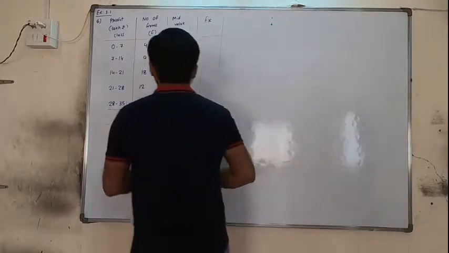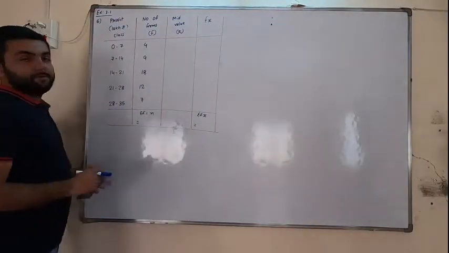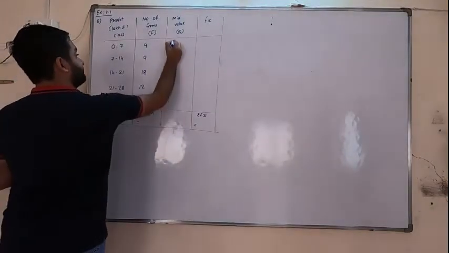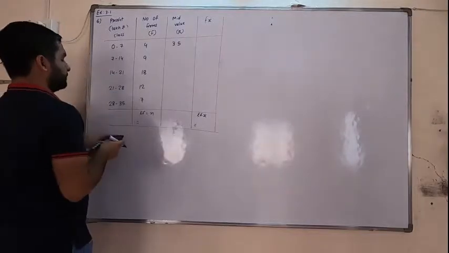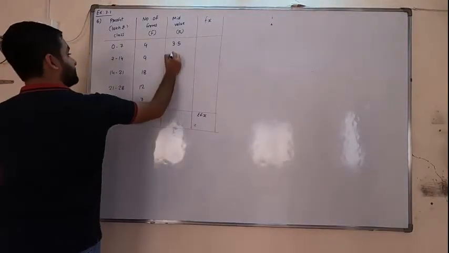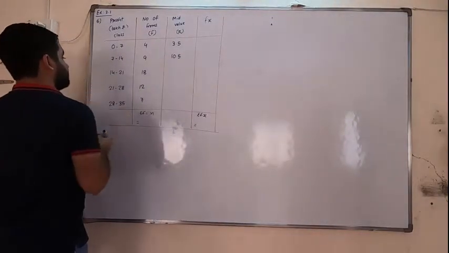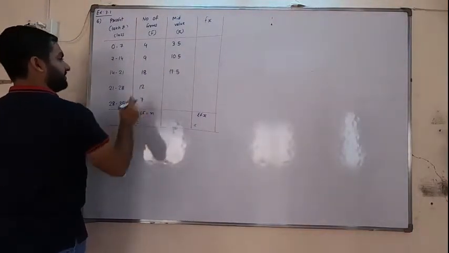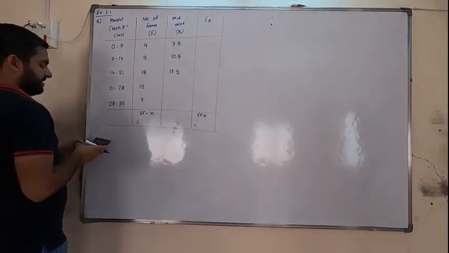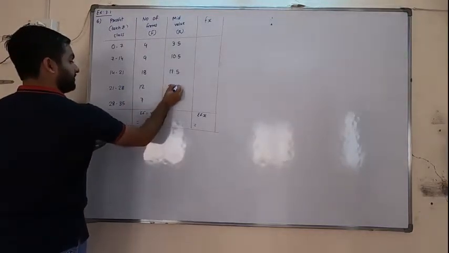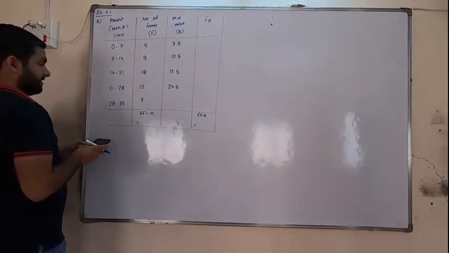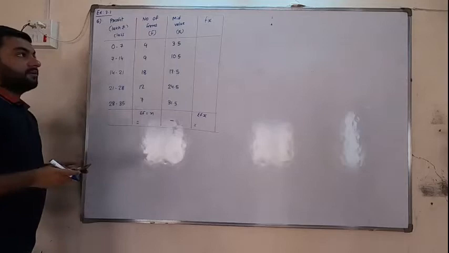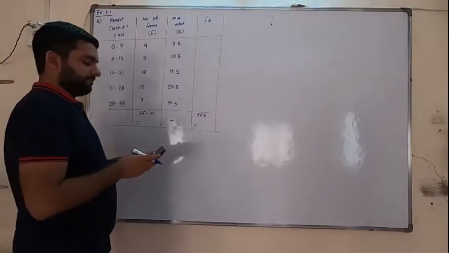Now, mid value is upper plus lower by 2. So 7 plus 0 by 2 is 3.5. 14 plus 7 by 2 is 10.5. 14 plus 21 by 2 is 17.5. 21 plus 28 by 2 is 24.5. 28 plus 35 by 2 is 31.5. Now fx means multiplication of both of these.